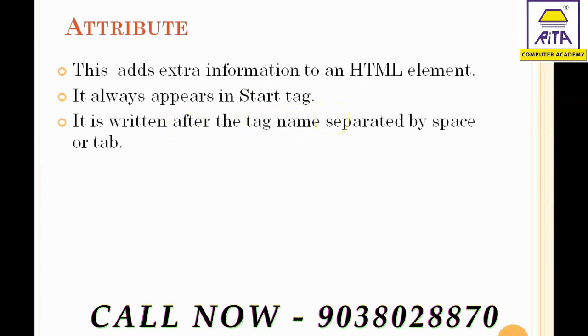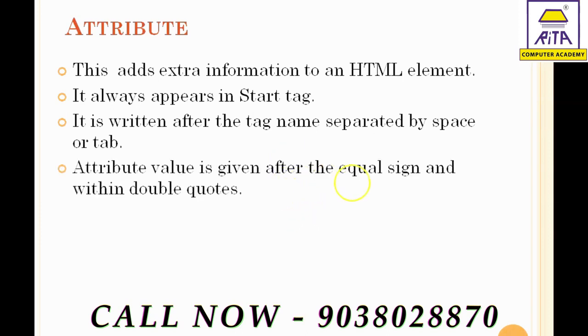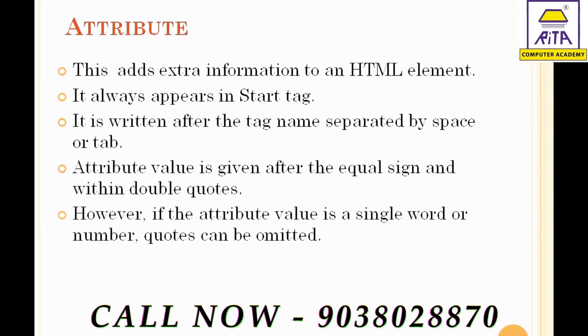It is written after the tag name, separated by a space or tab. That means first you write the tag name, then give a space or press the tab key and then write the attribute name. The attribute value is given after the equal sign and within double quotes. However, if the attribute value is a single word or a number, you can simply omit the quotes. But if your attribute value has a space or contains some symbol, you have to put it in double quotes.